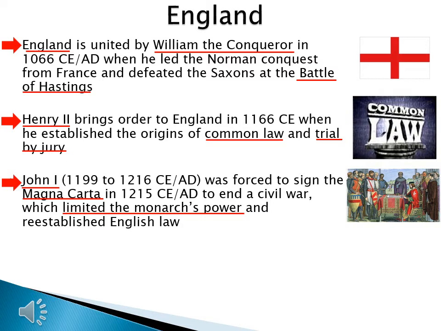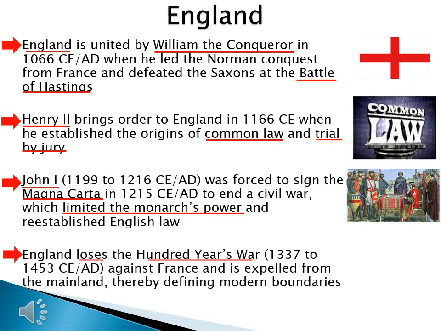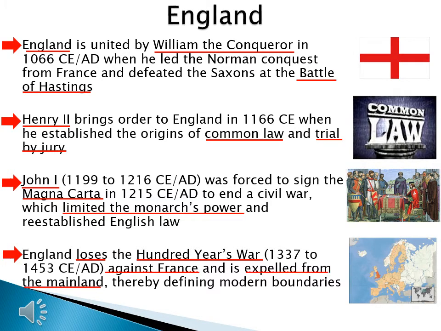Finally, events will also shape the nation. England loses the 100 Years' War. That goes from 1337 to 1453 CE, and it was fought against France. And England is expelled from the mainland, thereby defining modern boundaries. That is the modern boundary of England today, and this war is why England has no territory on the European mainland. Go to the next slide.